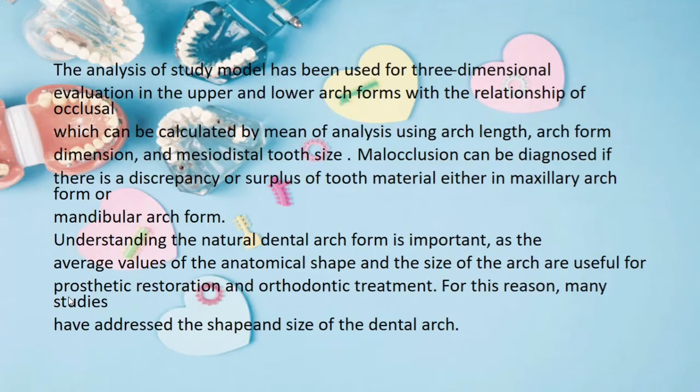And the analysis of the study model has been used for the three-dimensional evaluation in the upper and the lower jaw, which is arch length, arch form dimension, and the mesiodistal tooth size. Malocclusion can be diagnosed if there is a discrepancy or the surplus of the tooth material, either in the maxillary arch form or mandibular arch form.